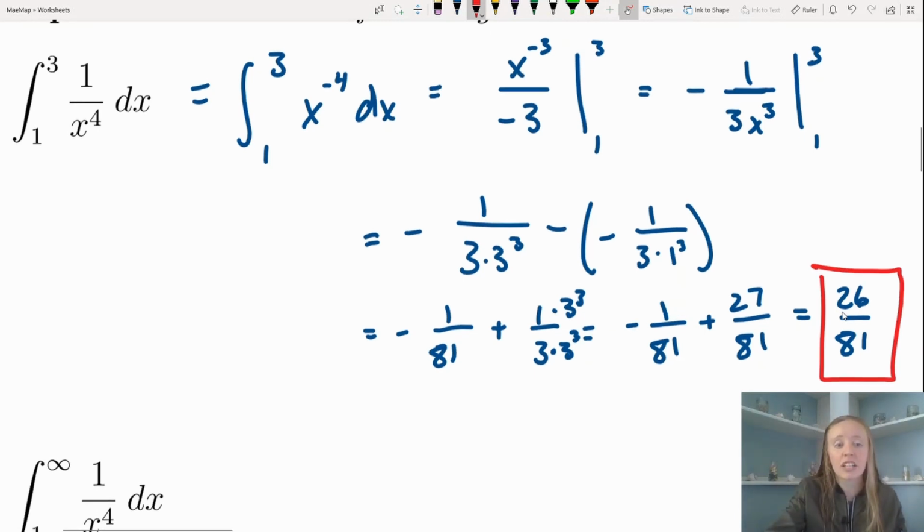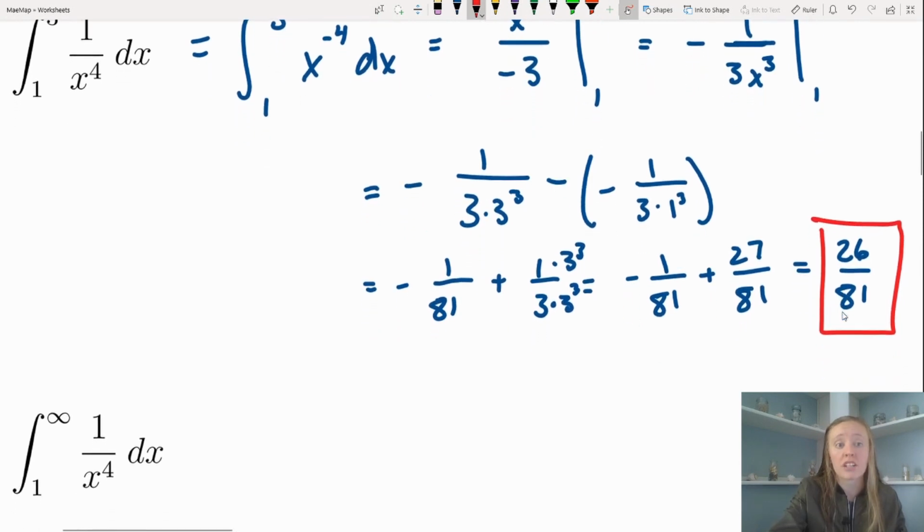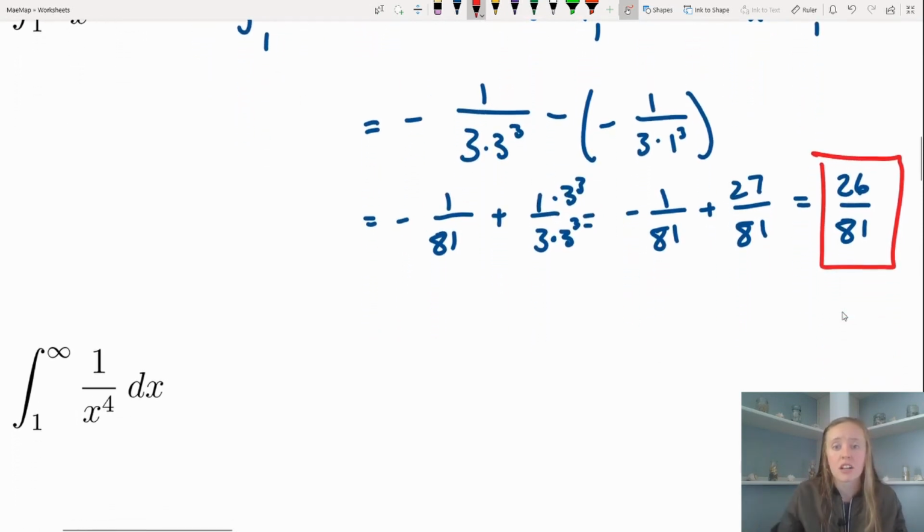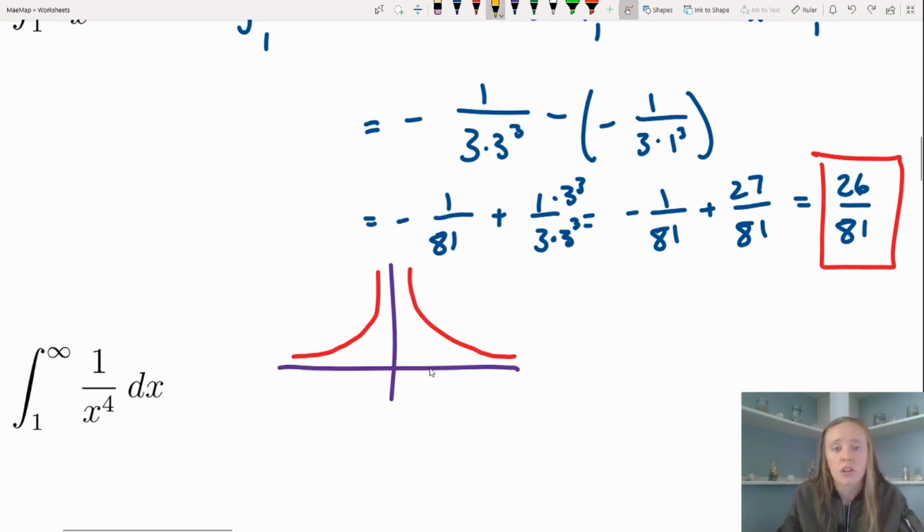But let's take a look at what happens if we now go from 1 to infinity. Let's just picture this graph real quick, because I think this will help. If we have 1 over x to the fourth, it looks something like this. So I'll roughly sketch 1 and then 3. You can see that the area we found in part A was here. The integral we're going to find in part B goes from 1 to infinity. So from 1, but I continue on all the way out towards infinity.